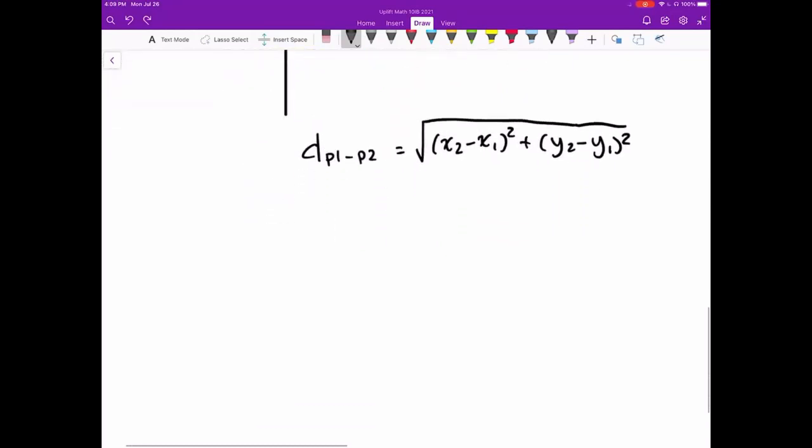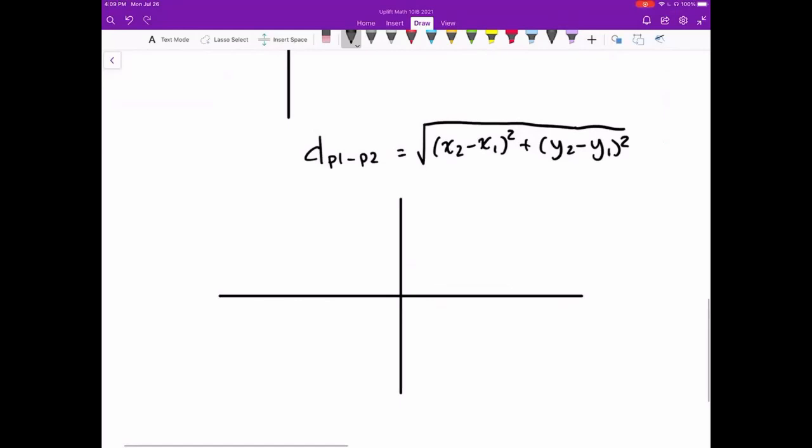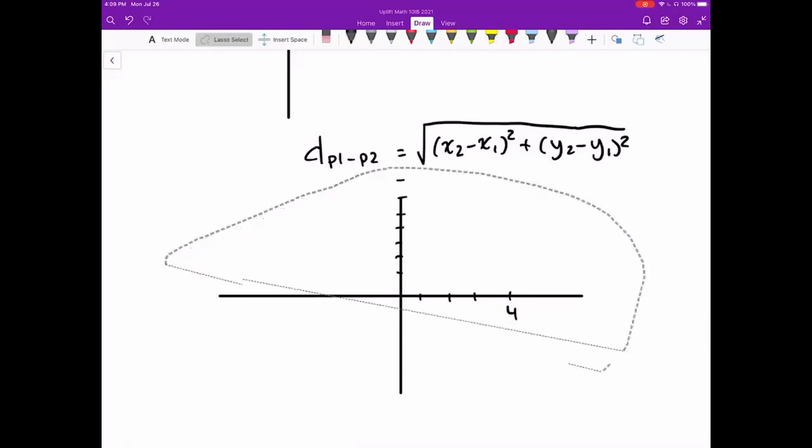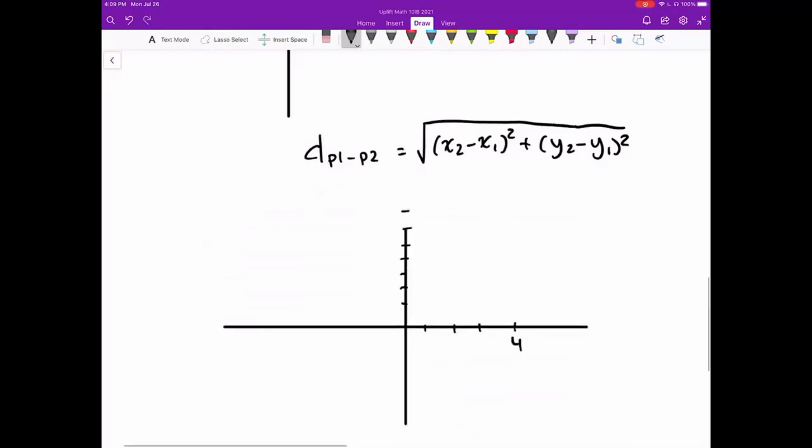So we can do a simple example. We could have 0, 1 and 4, 8. It might not be that easy to draw. Wow, this is taking a long time to draw. Okay, 4, 8. And 7, 6. So you're going to have to extend the x-axis a little bit. That's fine.